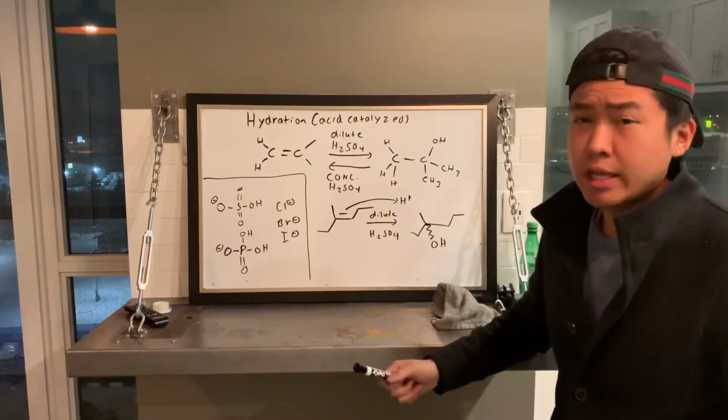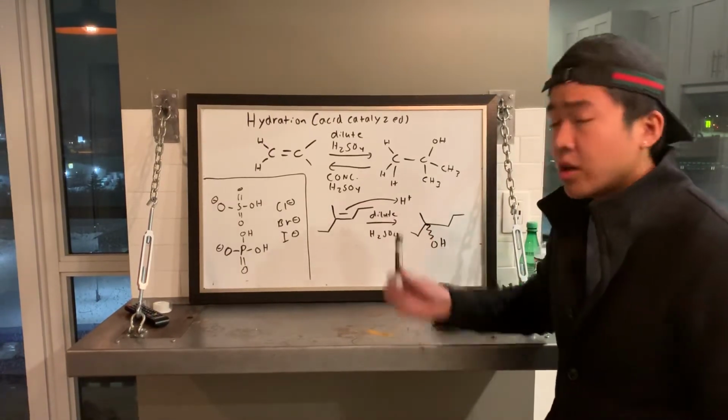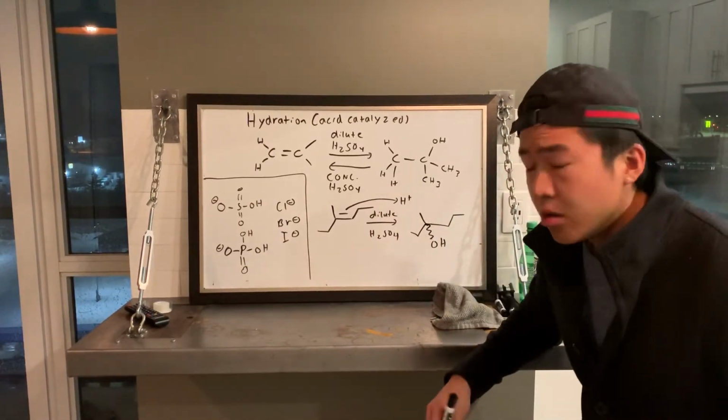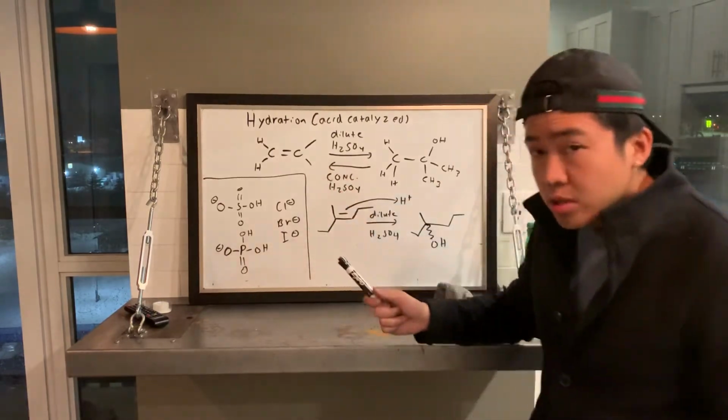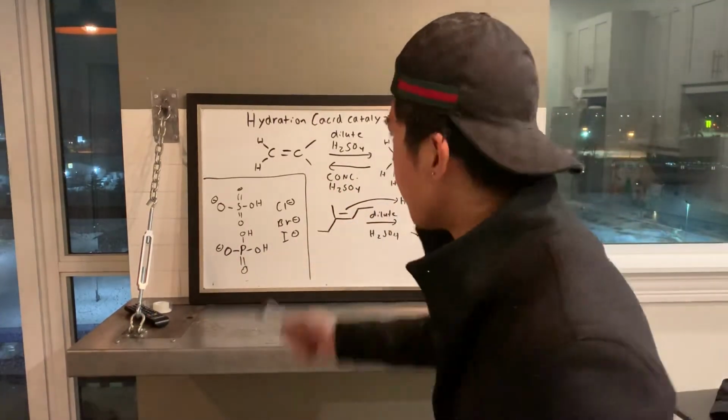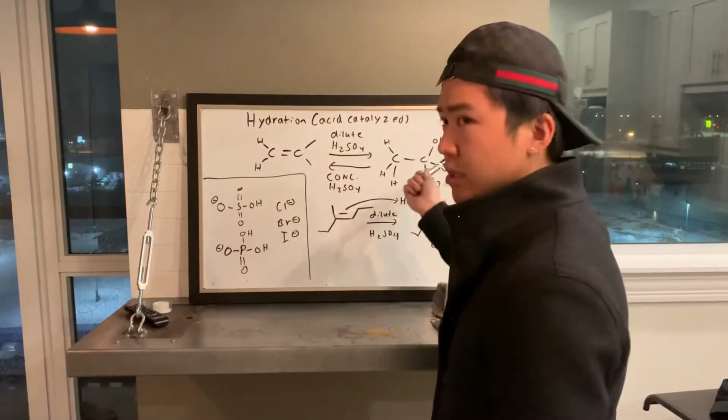It doesn't necessarily always have to write heat. You can just write concentrated H2SO4 as well. If you have dilute, that means you have water. So you're protonating. This is the other way, going back to the alcohol.